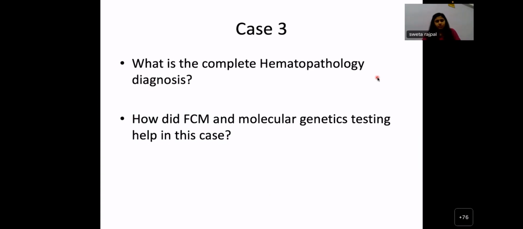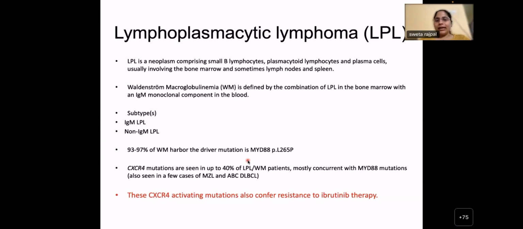Right. Okay. So, there was presence of M band also. Do we have any specific term? Waldenstrom's, yes. Perfect. So this was a simple case where we had a clear-cut diagnosis, and this is a case of Waldenstrom macroglobulinemia because along with LPL in the bone marrow, we had IgM component of monoclonal protein.